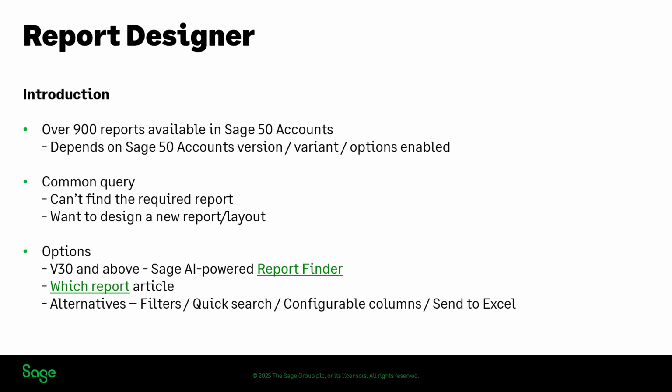But there are alternatives, and it's the alternatives that we want to try and explore today. So you might find the report that you're after, as I say, close to what you want, but then explore those alternatives. People will contact us and say, well, it's the right report, it's the right information, but actually, I only wanted to pick up certain customers or only certain invoices. You've got quick search available. You can configure your columns. You can send it to Excel.